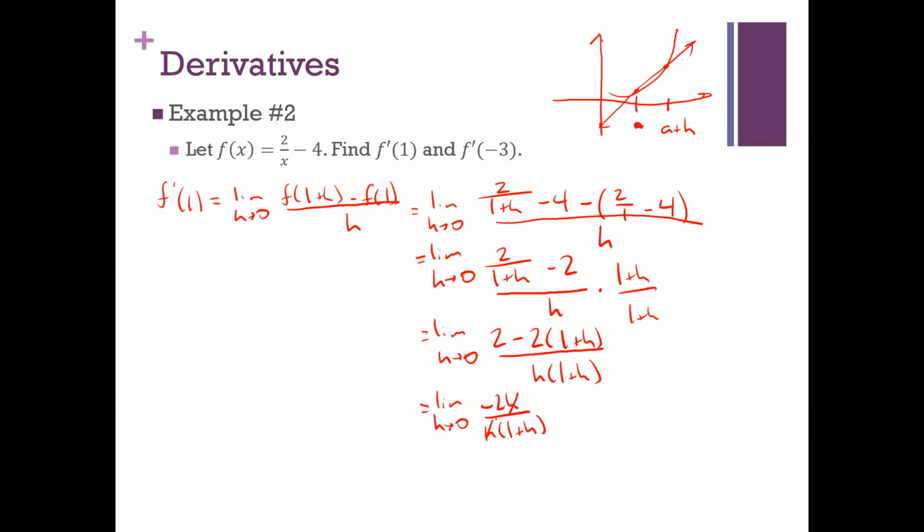Can I evaluate that limit now? Yes, you can. What does this limit equal to? Negative 2, right? So all that to say that if I were to graph this, the slope of this function where x equals 1 is negative 2. I'm going to leave this other one as a practice thing for you if you want to go do it. But any questions so far about how we did the f prime at 1?